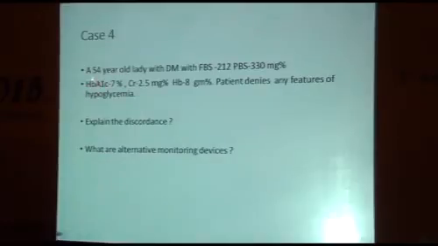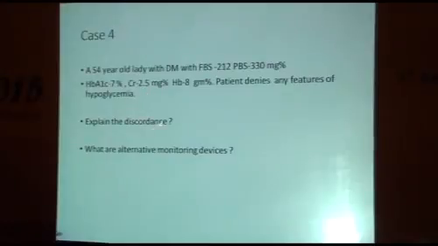A 54-year-old lady comes with diabetes with FBS of 212 and a postprandial of 330, and her HbA1c is 7 percent. Her creatinine is 2.5 milligram percent and her hemoglobin is 8 gram percent. The patient denies any features of hypoglycemia. What is the discordance? Vastly low. This is a classic situation of false low HbA1c in CKD.